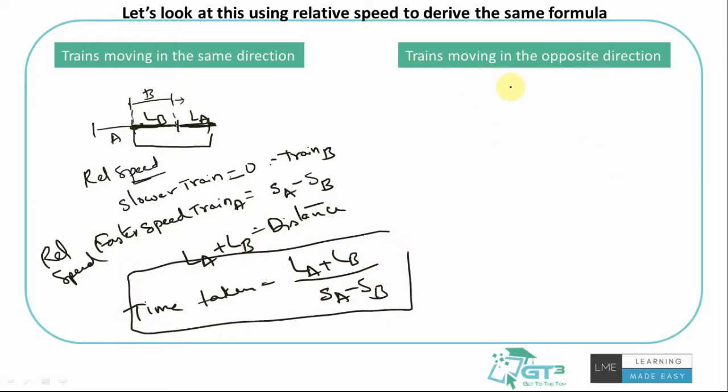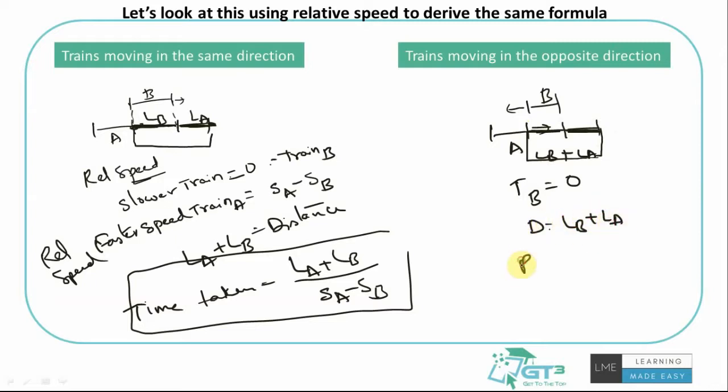Similarly, for trains moving in the opposite direction, this would be the initial situation, with both trains traveling in opposite directions. Again, the slower train, train B, is assumed to be idle. So what will I look at? Train A will move from here and come here. This is the entire distance that train A has traveled, which is again this part LA and this part LB. The total distance is LB plus LA.